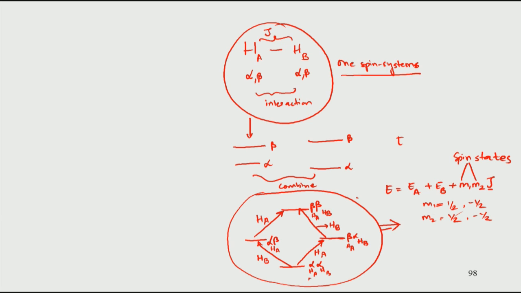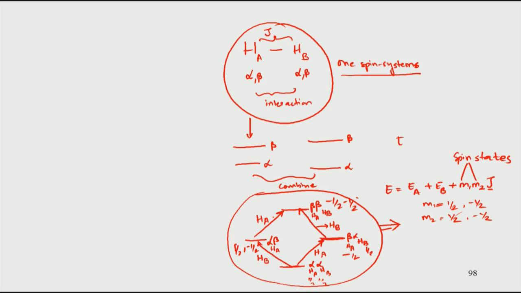Here it is half half, in this particular case it is minus half plus half, in this case it is minus half minus half, and in this case it is plus half minus half. So, the 4 different spin states are captured in this particular diagram, but now the energy levels will also start changing.